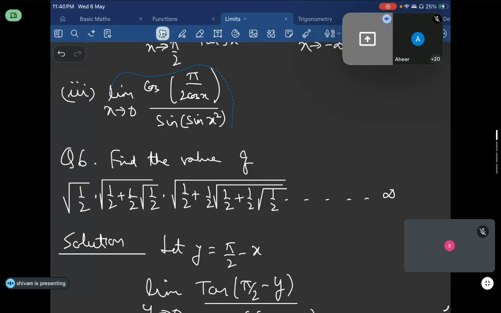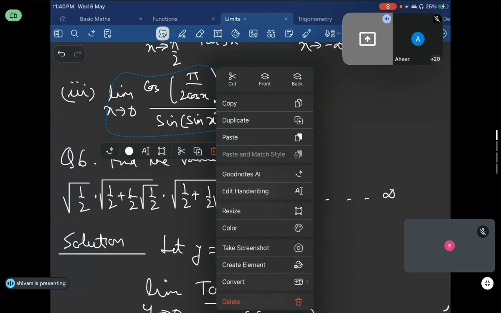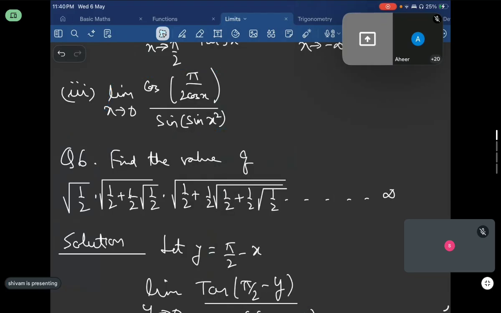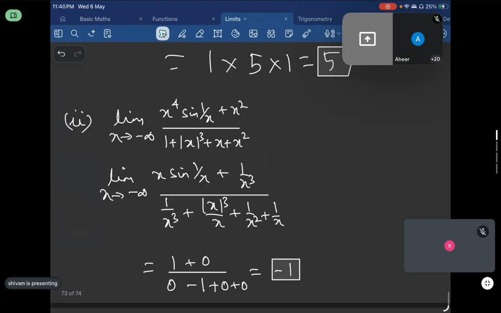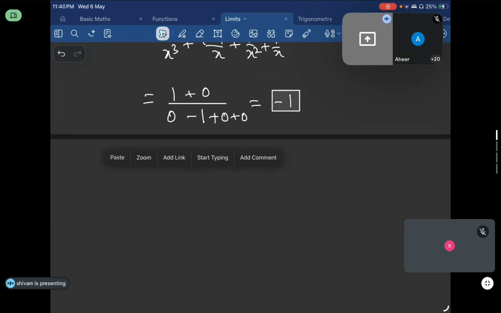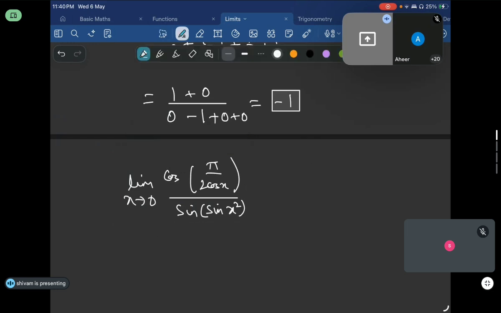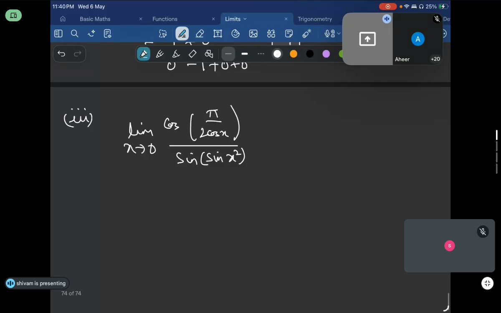Limit x tends to 0, cos pi by 2 x cos x upon sine of x square. Let us start. In the denominator sine of x square, I can easily convert. Over there is no problem. But over here I've got cos of pi by 2 cos x. Okay, everyone? When you substitute 0, you are getting pi by 2 cos pi by 2. That is 1 upon 0.